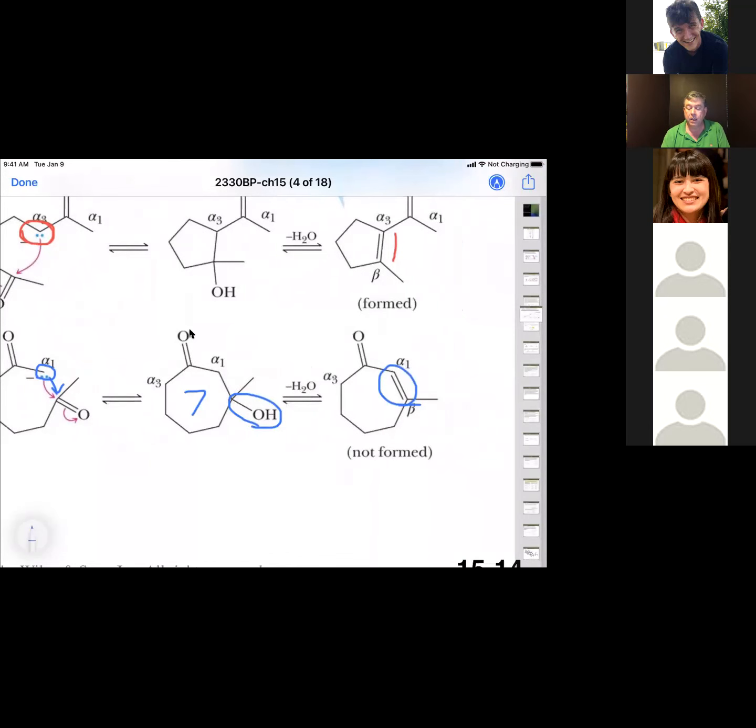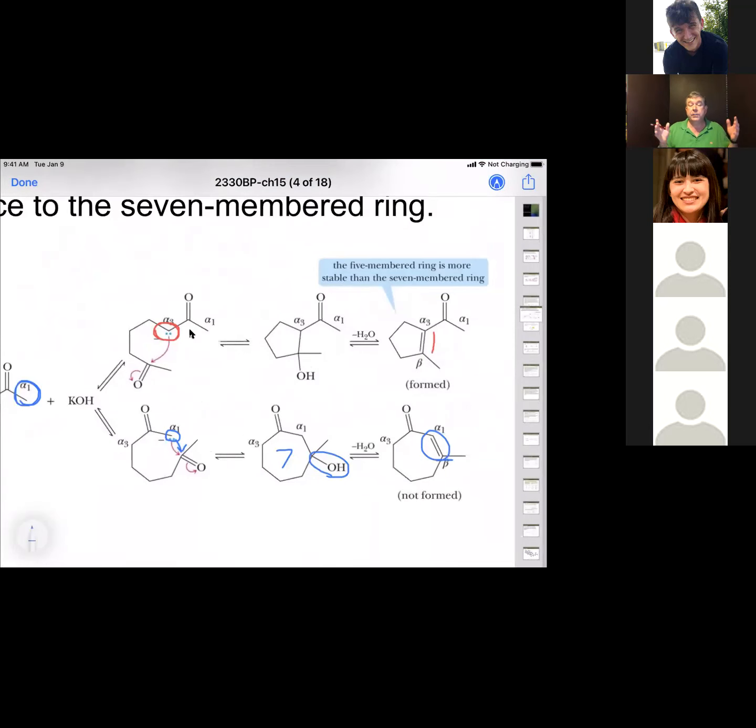Okay. So, which is the major product? The 5-membered ring or the 7-membered ring? Chat's open. So we're going to form the 5-membered ring preferentially because it forms 5 and 6-membered rings preferred.